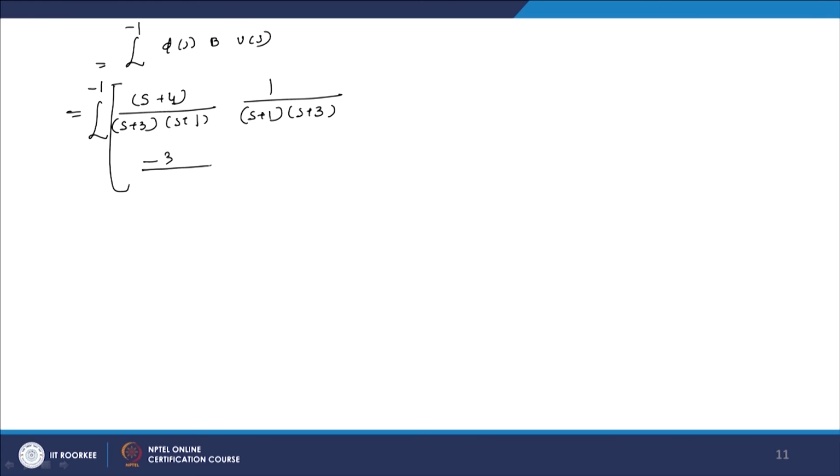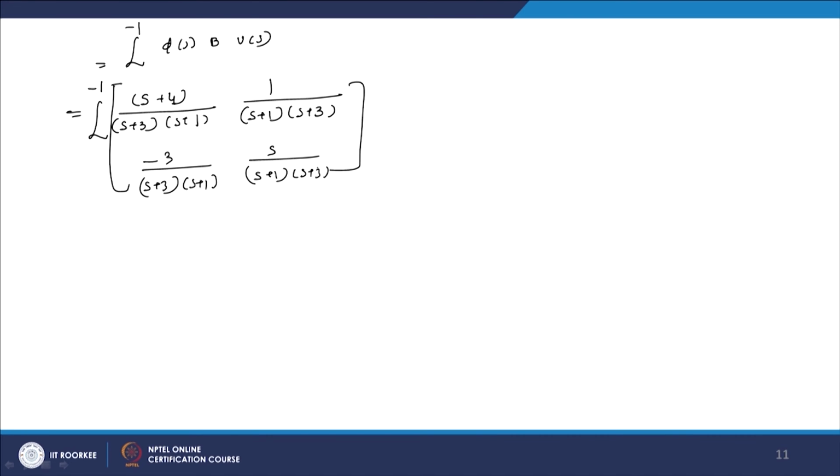Now, phi of s, we write in terms of the s domain itself. So, the Laplace inverse of s plus 4 divided by (s plus 3)(s plus 1), 1 divided by (s plus 1)(s plus 3), minus 3 divided by (s plus 3)(s plus 1), and here s divided by (s plus 1)(s plus 3).